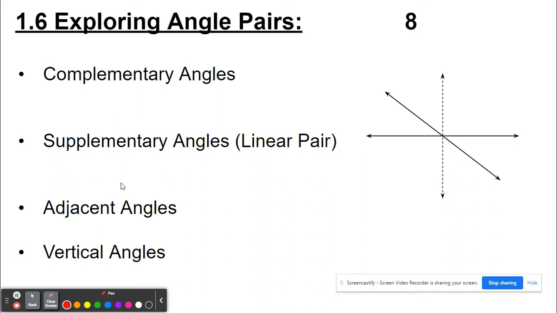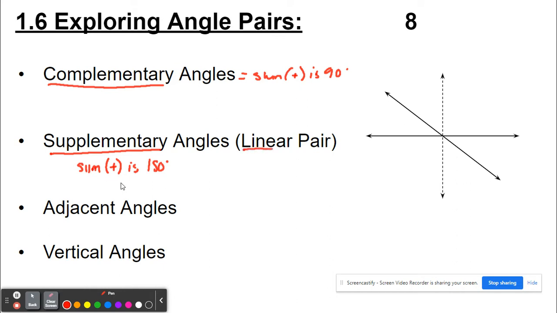So the first thing that we're going to talk about that should be familiar is complementary and supplementary angles. Complementary angles are angles whose sum, remember, sum means to add, is 90 degrees. So the angles add up to 90 degrees. That is a complementary angle. Supplementary angles are angles whose sum, so add, is 180 degrees. So if it adds up to 180 degrees, that is supplementary.